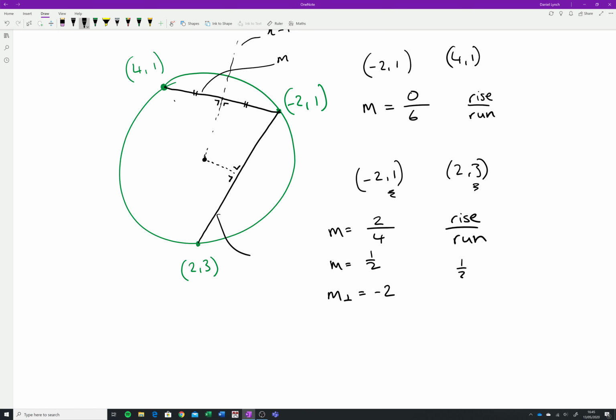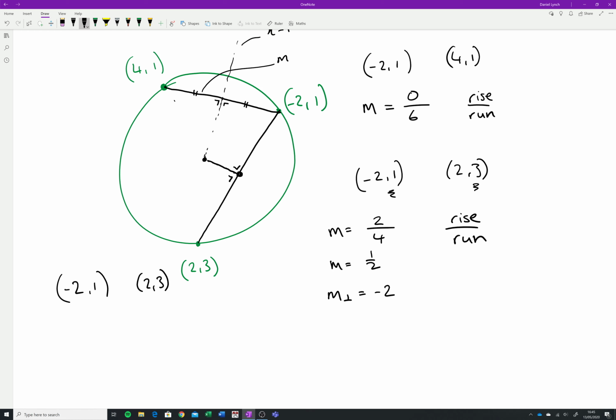Because you remember, it has to be that they multiply together to give -1, or another way to think about it is that you take the previous slope, turn it upside down, and change the overall sign, -2 over 1, which is 2. Okay, we now have the slope of this line, and we just need a point on it in order to be able to get the equation. So the point is the midpoint. Our point that we could get is the midpoint, -2, 1, and 2, 3.